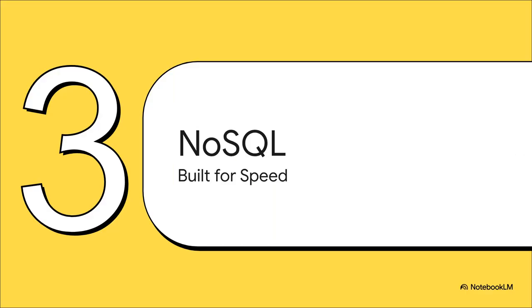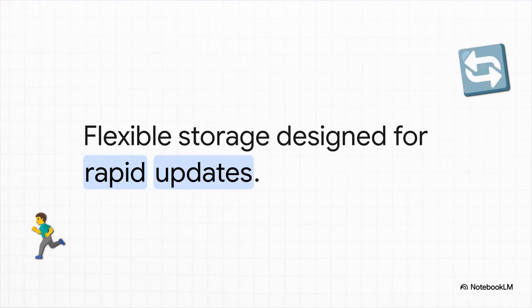Section 3, NoSQL, built for speed. Now, if SQL is the quiet, meticulous librarian, NoSQL is the totally dynamic, fast-paced trading floor. It completely relies on flexible storage designed for rapid updates. In a lot of modern web environments, data just isn't always neat and predictable. When the types of data you're storing are constantly changing, or when the sheer volume of updates is just off the charts, that rigid library structure actually becomes a huge bottleneck. You need a system that bends rather than breaks.